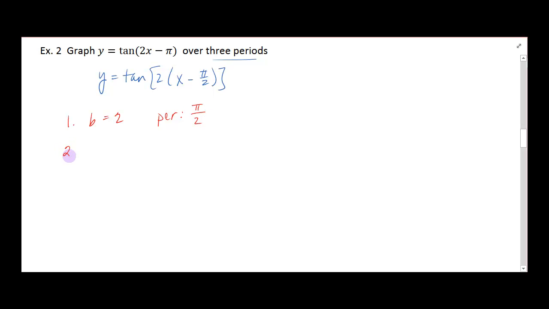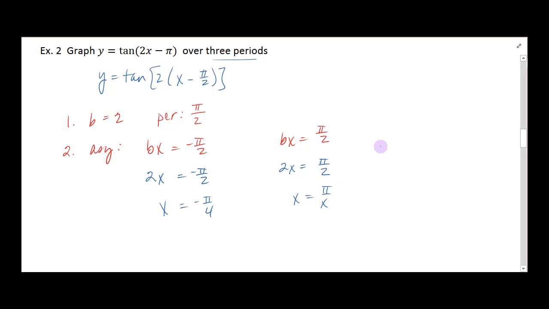And I want to, again, figure out what my asymptotes are. The asymptotes come from the equation: bx is negative pi over 2, bx is positive pi over 2. Each time I have a b, I'm going to replace it with what I know it to be, 2. So 2x is negative pi over 2, and 2x is positive pi over 2. When I solve for x, I divide by 2, or multiply by 1/2, and I get negative pi over 4 and positive pi over 4 for my asymptotes.